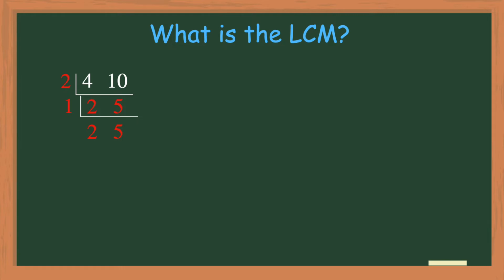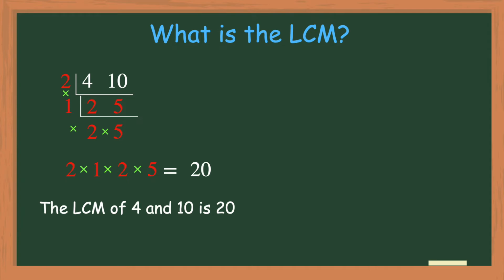Since I have found all the shared factors, the last step is to multiply all the factors or numbers that are outside of the ladder. So I will multiply 2 times 1 times 2 times 5, which is 20. And the LCM for 4 and 10 is 20.